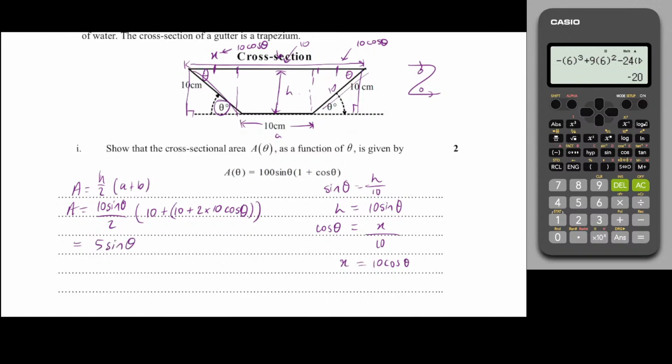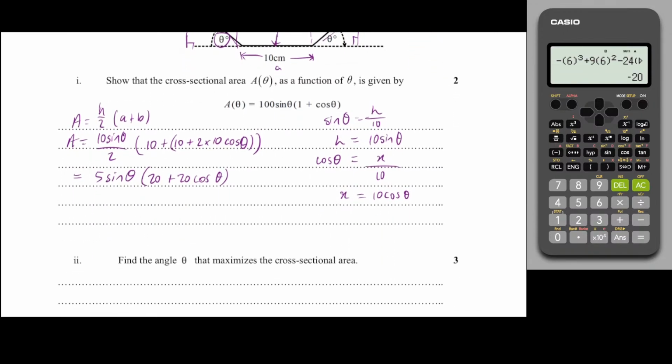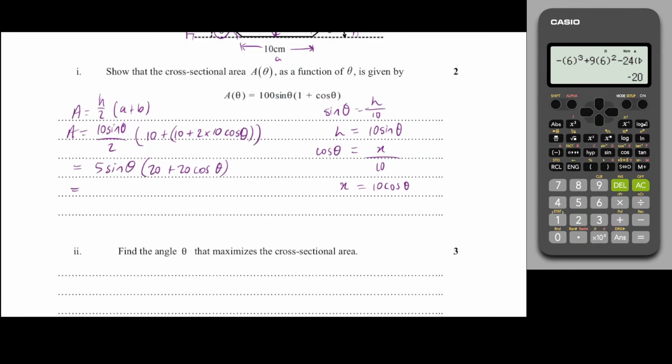So you get 5 sine theta. 10 plus 10, 20, isn't it? 20 plus 20 cos theta, like this. And then we take a factor of 20 out to get 100. So if we take the factor of 20 out, we get 20 times 5 sine theta, which is 100 sine theta, 1 plus cos theta, as required. There you go.